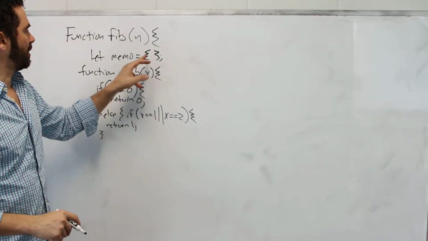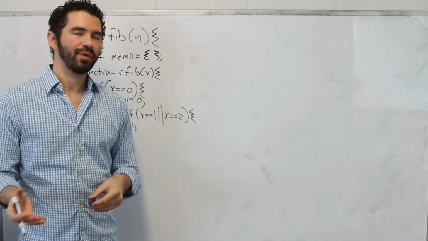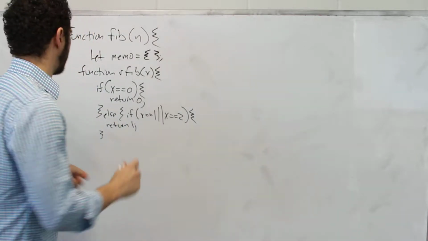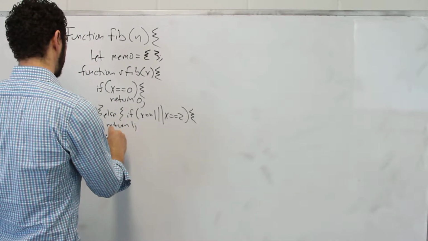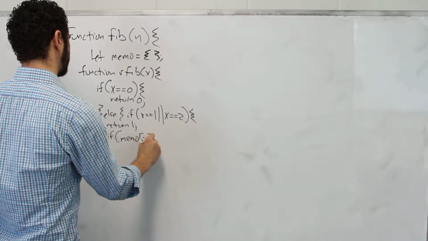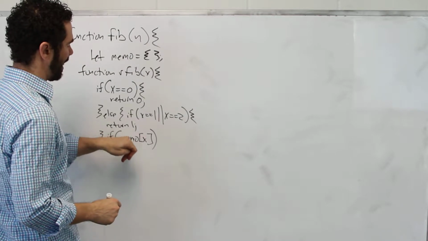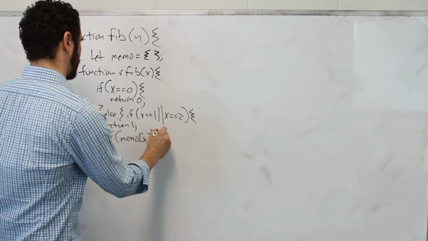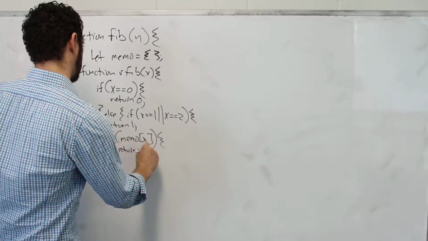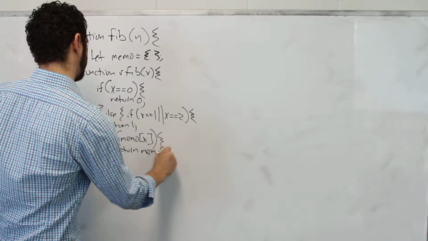We also want to return if anything is in the memo dictionary. If we do have values, we want to see what those values are. Otherwise, it's just not going to return anything. So we're going to say if memo at index of x, meaning if we do have a value at the index of x, we're going to return memo at index of x.